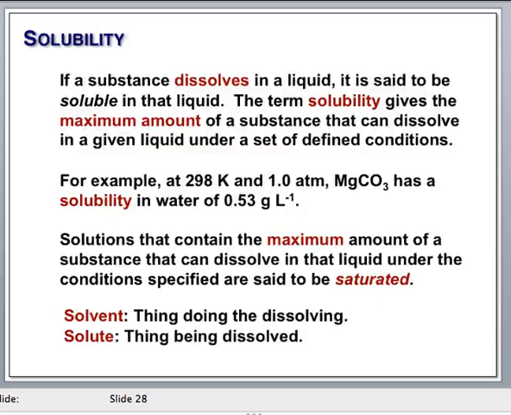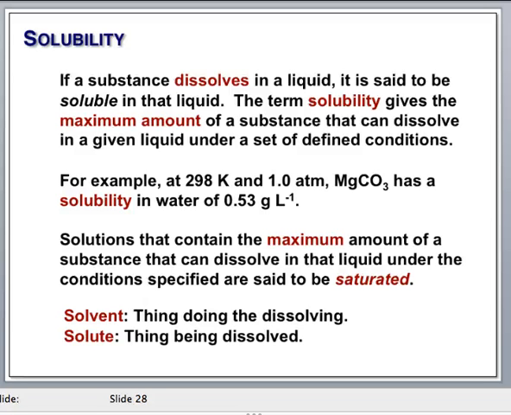Let's just look at some terminology. Make sure that everybody knows the words. If a substance dissolves in something, it is said to be soluble. The solubility gives the maximum amount of something that can dissolve in a given solvent. Let's say I tell you at 298 Kelvin, that's 25 degrees centigrade, magnesium carbonate has a solubility in water of 0.53 grams per liter. That is the solubility. In 1 liter of water, you can dissolve a little over half a gram of magnesium carbonate. So that's what we mean by solubility.